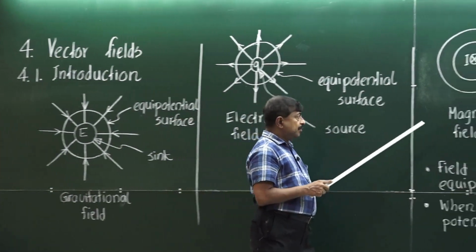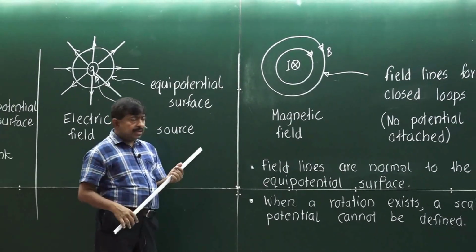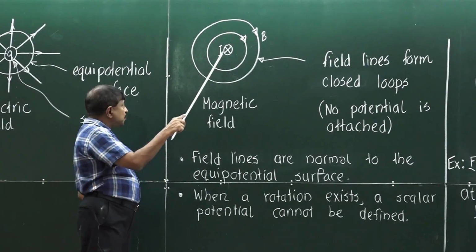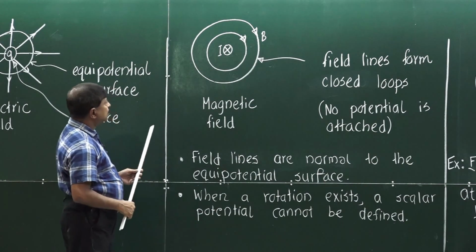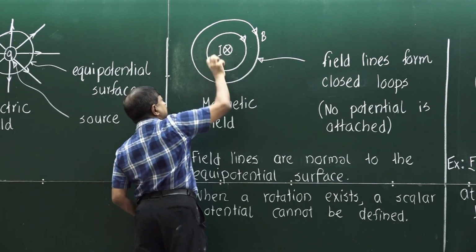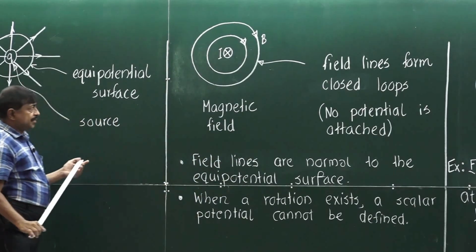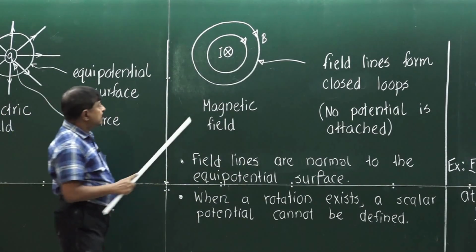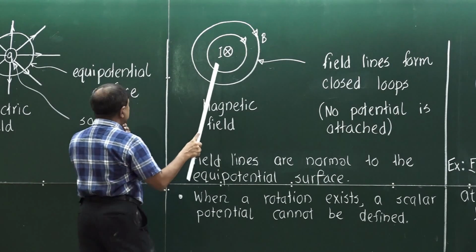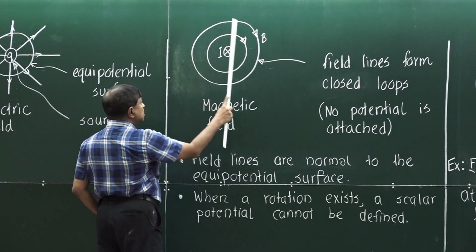Now, we will get into magnetic fields. In a magnetic field, if you take this example, a current carrying conductor which takes current into this board, if you use the right hand rule, like a screwdriver rotated in this direction, the rotation gives you the direction of the field lines. In this particular magnetic field, not in every magnetic field, you can see the field lines form closed loops.